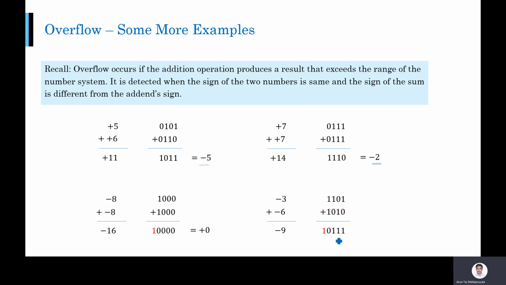I'm getting 0, 1, 1, 1. So this is a positive number, while these two are negative numbers. So obviously you're getting an overflow, which is a wrong answer. Okay, so this is the wrong answer of +7. So therefore, with these additions, overflows will occur, and you have to be careful not to go out of the range. Okay, you can check this with 1's complement also.